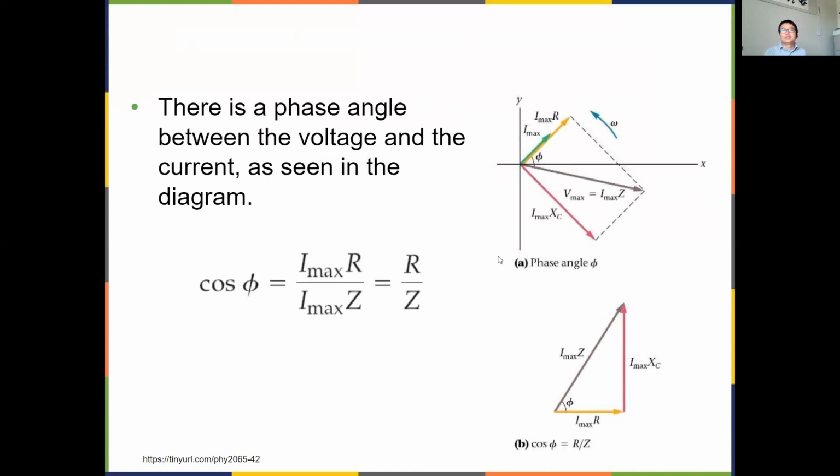Now, the angle between the voltage phasor on the resistor and the overall phasor for the whole circuit is theta. If you do cosine of theta, cosine is adjacent divided by hypotenuse. So it's I max R over I max Z. I max and I max will cancel out, so that will be equal to R divided by Z. That gives you the cosine of this angle phi.